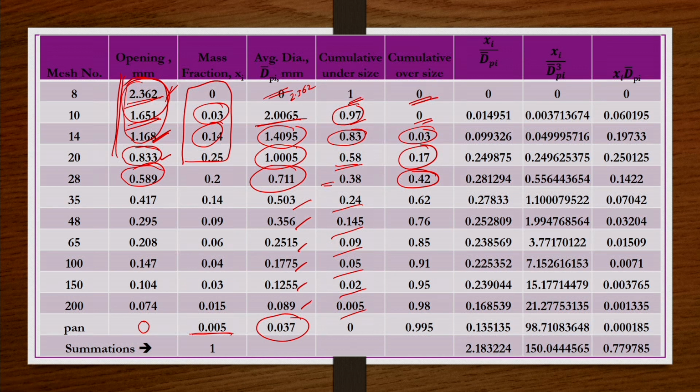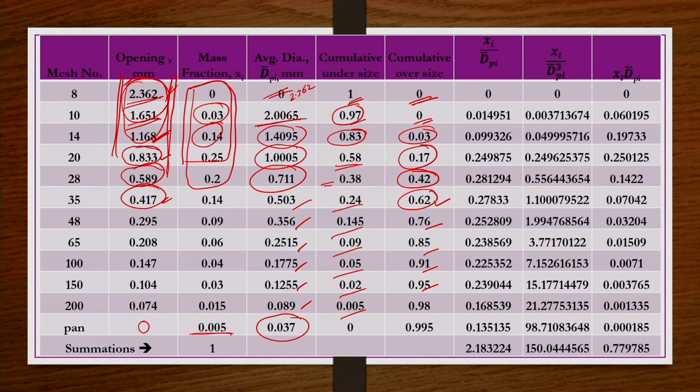Likewise, for the next row, what is the fraction of material whose dpi is larger than 0.417? All these openings, 0.589, 0.833, 1.168, 1.651, 2.362, are larger than 0.417. So their corresponding mass fractions, if you add together, you will get 0.62, that is written here. Likewise, you can get all the other fractions here.